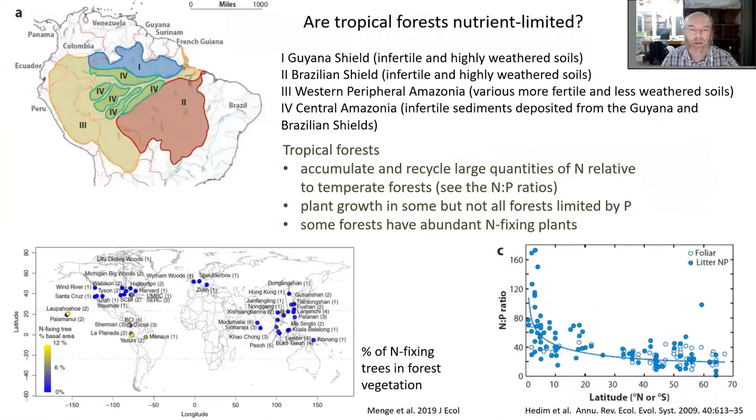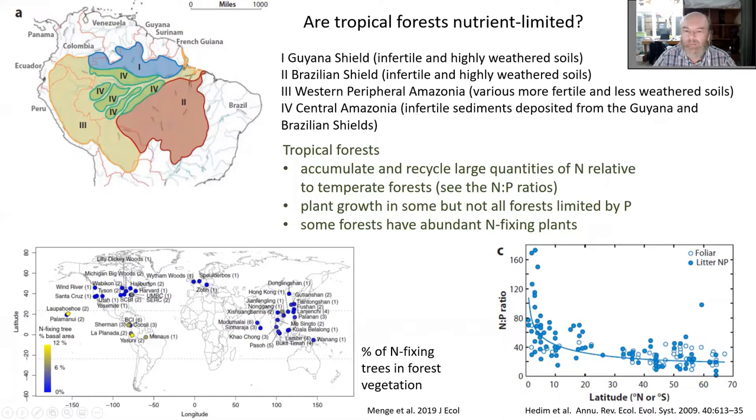For instance, when we look at the Amazon, which is our first area we will be dealing with geographically, there are four different soil areas. The Guiana Shield, which is highly weathered infertile soil, that's area one in blue. Brazilian Shield, again the same low nutrient soil. And then we have the Western Amazonia with more fertile and less weathered soils, also coming from the Andes. And then Central Amazonia, infertile sediments deposited from the Guiana and Brazilian shields. So these two shields are also the source of these low value soils.